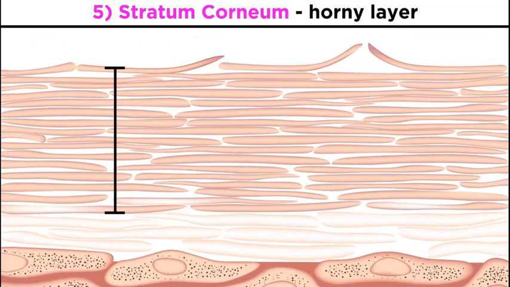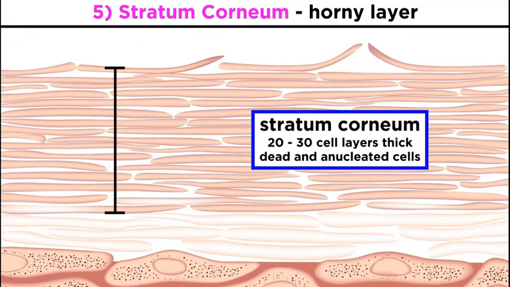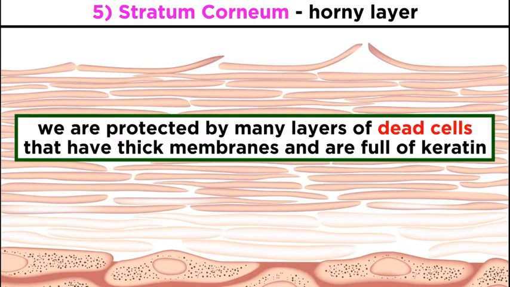And lastly, there is the stratum corneum, or horny layer. This outermost section is 20 to 30 cell layers thick, and all of these cells are anucleated, meaning the nucleus has disintegrated. So it's incredible to think that all the cells covering the outside of your body are actually dead, but they are dead in a specialized way, with thick plasma membranes surrounding lots of keratin. These dead cells protect all the living ones inside from all the outside dangers.